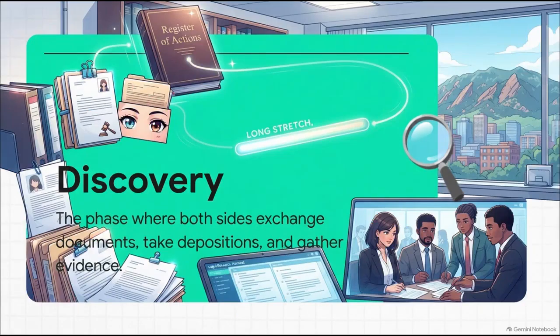Now, as you read through that Register of Actions, you are very likely going to spot a huge gap of time dedicated to something called discovery. Discovery is basically the phase where both sides exchange documents, they take depositions, and they gather up all their evidence. According to our sources at Western Slope Law, this is almost always the longest stretch of a civil lawsuit. I mean, it can literally last a year or more in really complex cases. This is where all the juicy behind-the-scenes details are collected before a trial even gets on the calendar.